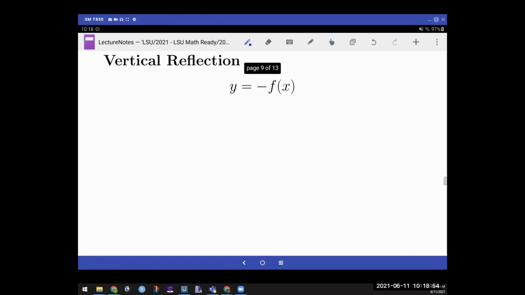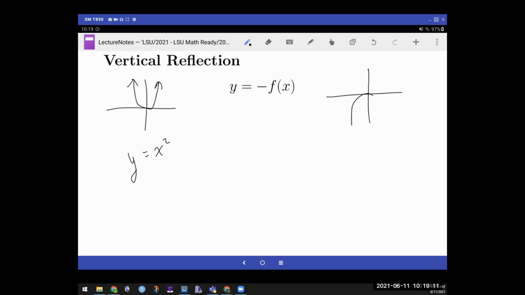The two types. There's a vertical reflection where you multiply the original function by -1, right? You just take the negative of the original function. So again, if you had y equals x squared, rough sketch there, the upside down version would be y equals -x squared. Just throw a negative in the front.